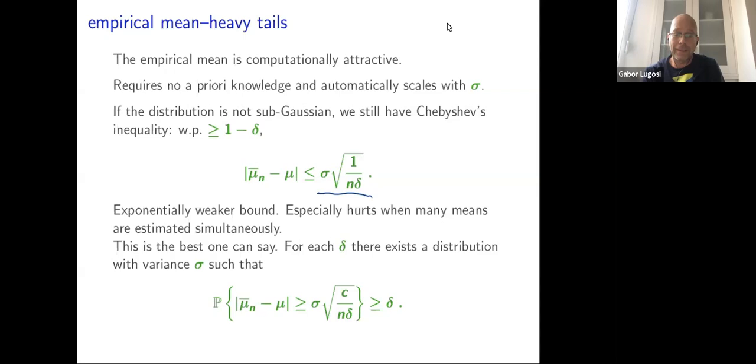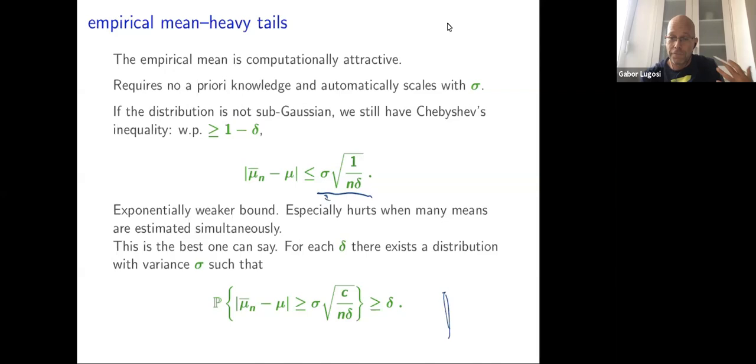If we allow for heavy tails, then Chebyshev's inequality is still true, which is a non-asymptotic inequality. It still tells us that the error scales as sigma divided by square root of n, but the dependence on delta, which is the confidence, is exponentially worse. And unfortunately, this is actually necessary. This is the best one can say if we are not willing to assume more than the second moment.